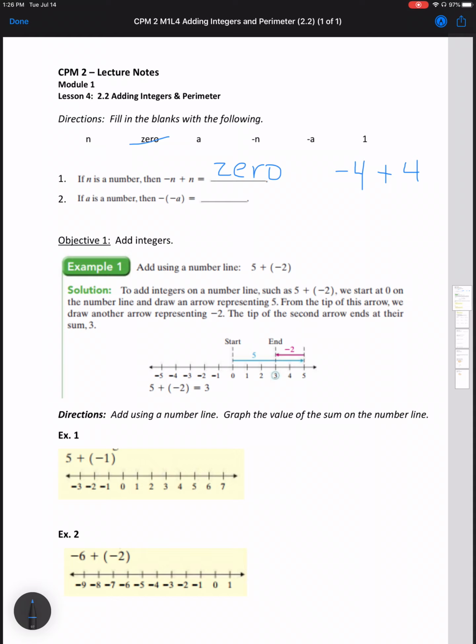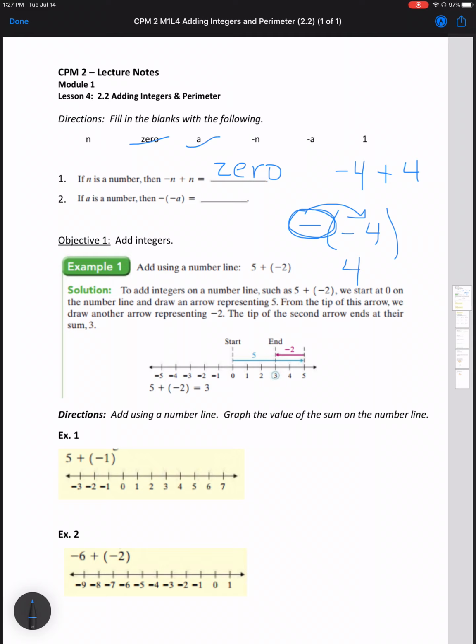Number 2, if a is a number, then negative a is what? Or the opposite of negative a is what? So again, we'll just call a 4. So if there's two negative signs in front of a number, really what this symbol represents is the opposite of. So if I ask you what's the opposite of a negative 4, it'd be a positive 4. That's why you may hear instructors say two negatives in a row makes a positive. That's why. So what they're looking for here, it would just be positive a.